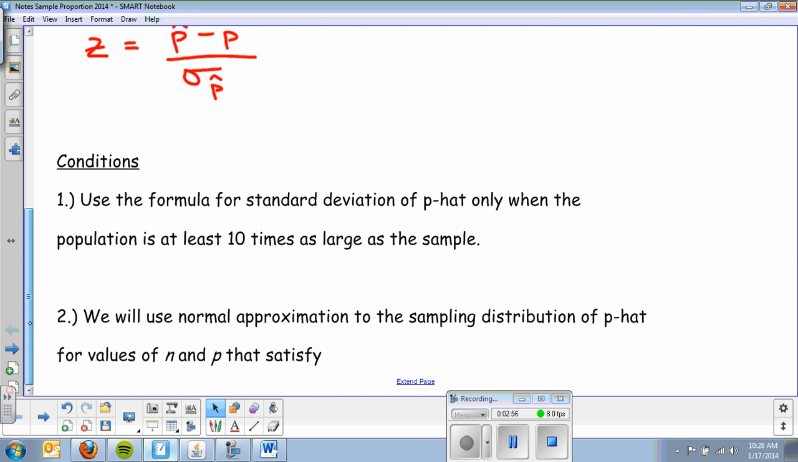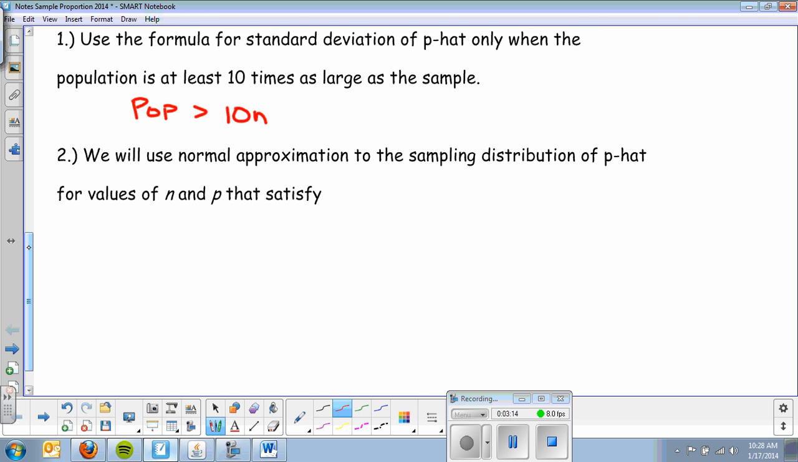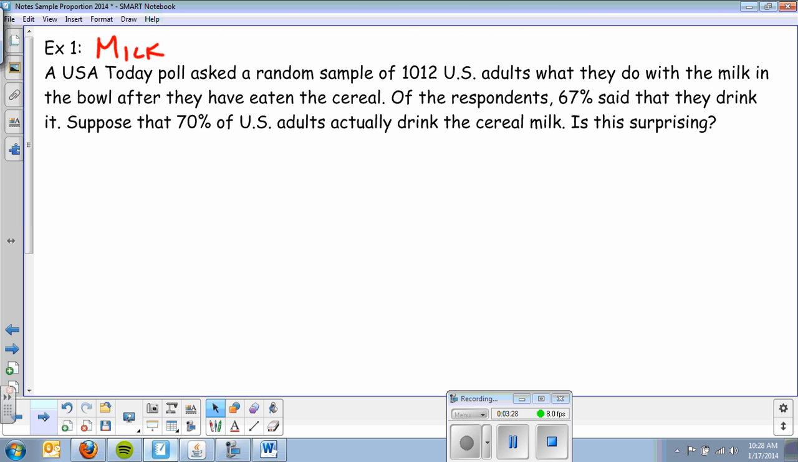Now there are two conditions that must be met. You will use the formula for standard deviation of p hat only when the population is at least 10 times as large as the sample. So the population is greater than or equal to 10n, where n is the number in the sample. And we use the normal approximation to the sampling distribution of p hat for values of n and p that satisfy np greater than or equal to 10 and n times 1 minus p greater than or equal to 10. I'll show you how to use all these in a problem.